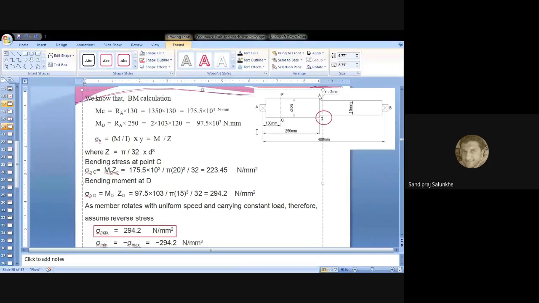Or is it not complete? How can one calculate the bending moment at point D?